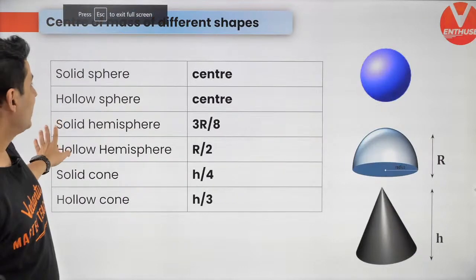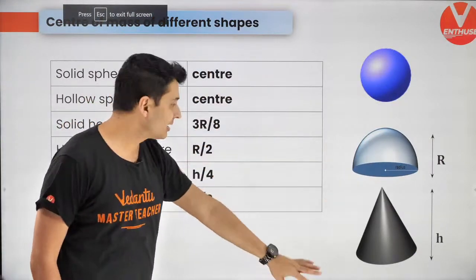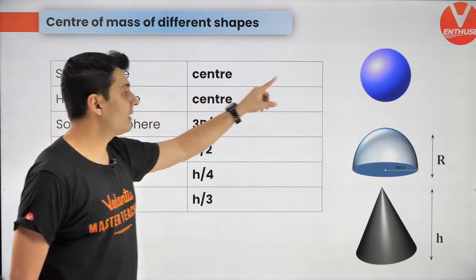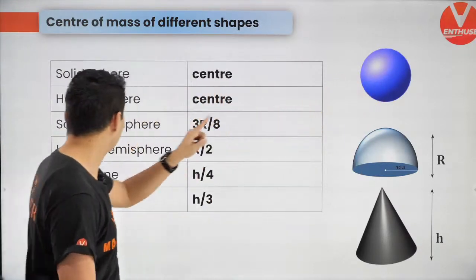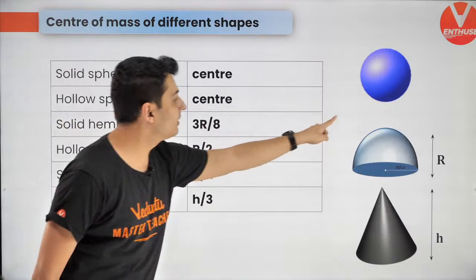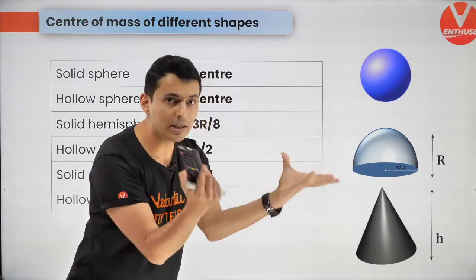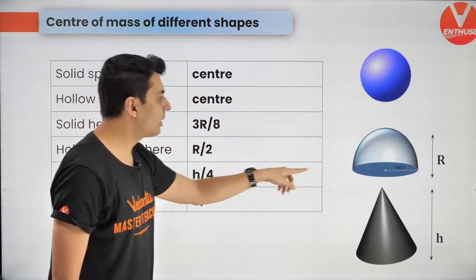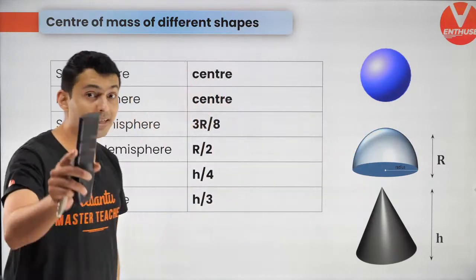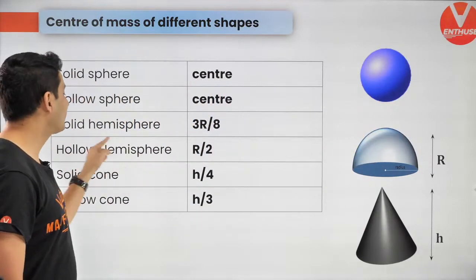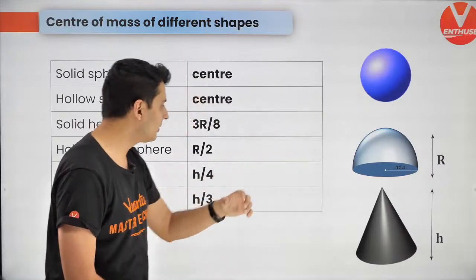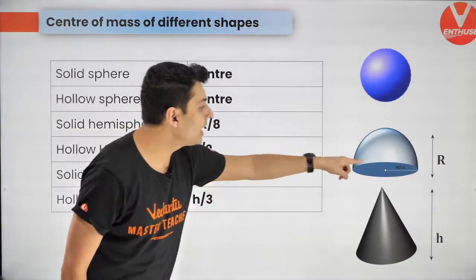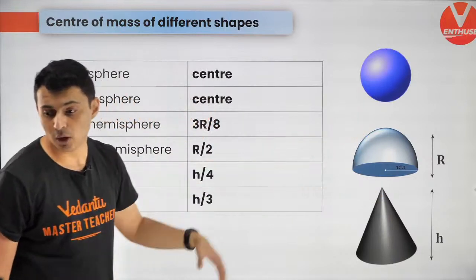Very important formulas coming up now. Remember all these formulas. Solid sphere, center of mass at the center. Hollow sphere, center of mass at the center. Solid hemisphere, completely filled inside: 3R/8 from the bottom. Hollow hemisphere, it's hollow, nothing is there inside, only the shell: R/2 from the bottom.